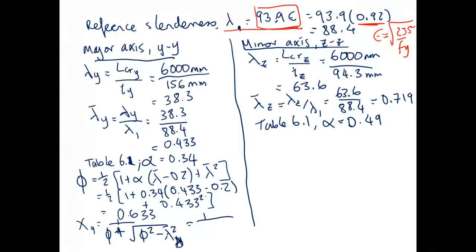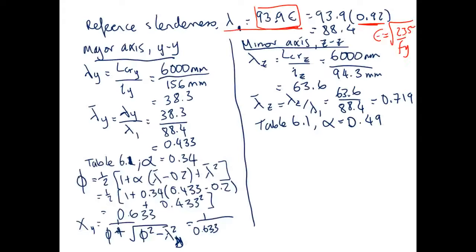So that's 1 over 0.633 plus the square root of 0.633 squared minus the normalized slenderness value, which is 0.433 squared. And that reduction factor is 0.913.